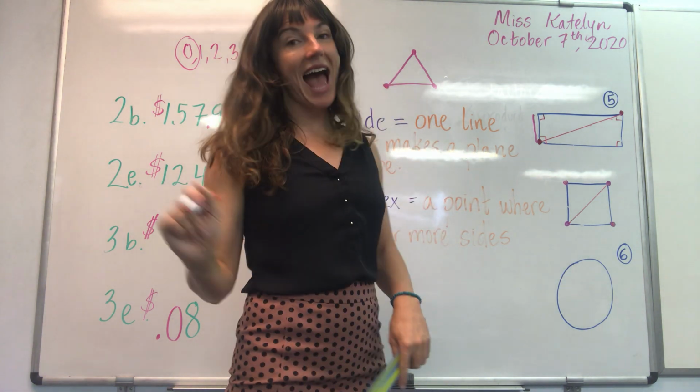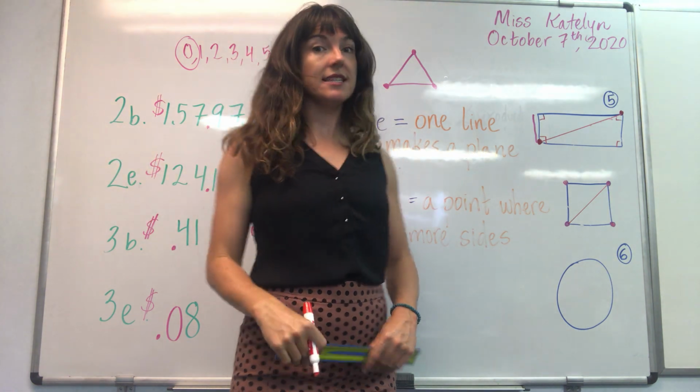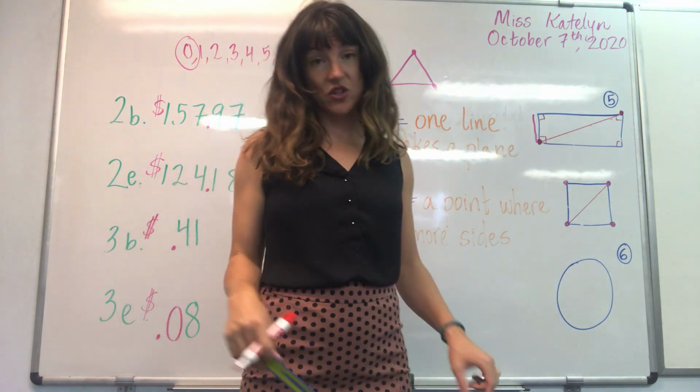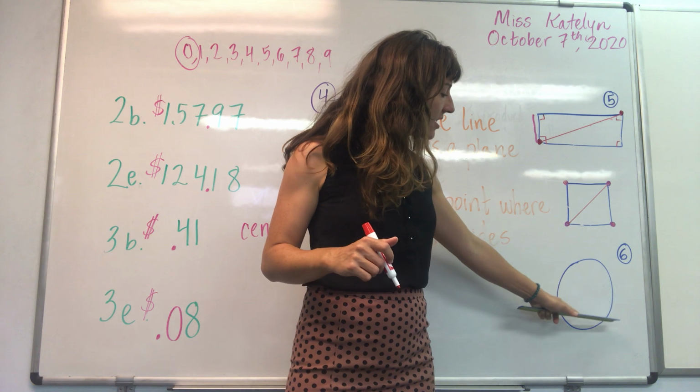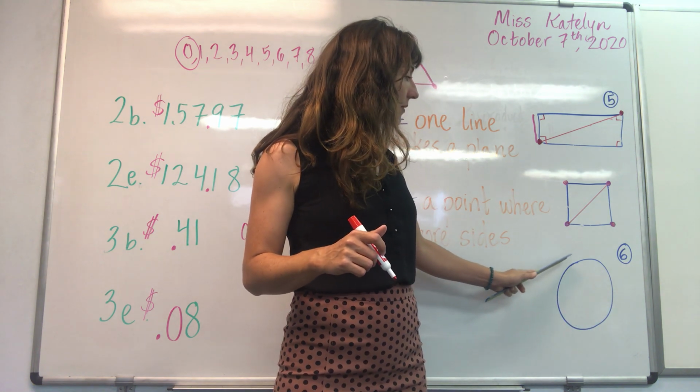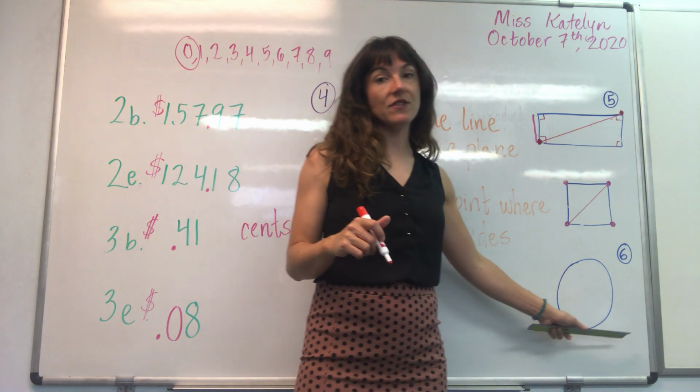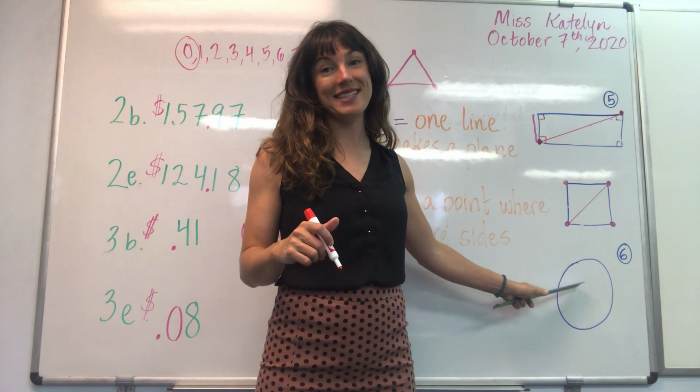Okay, now a circle is different. A circle has no vertexes. There are no vertexes on the circle. And every single point on the circumference of the circle is equal distant from the center.